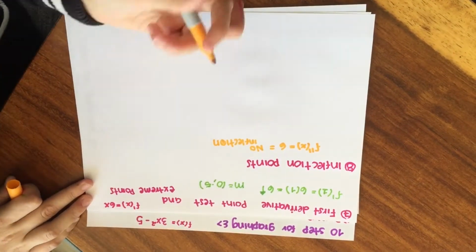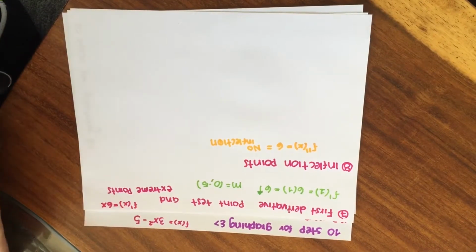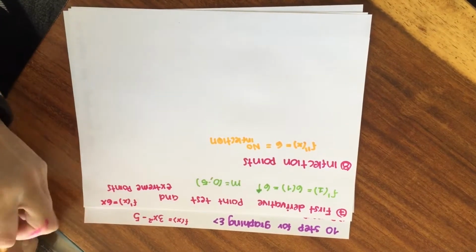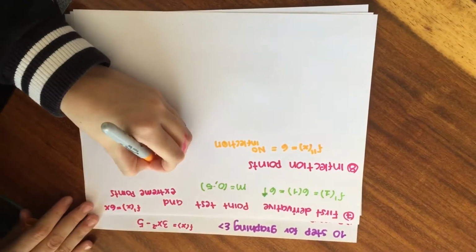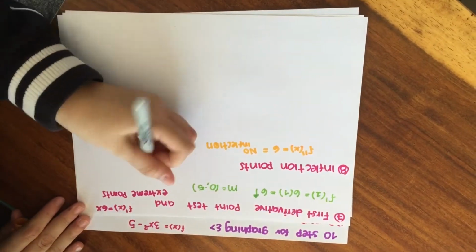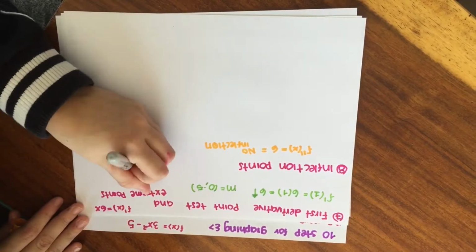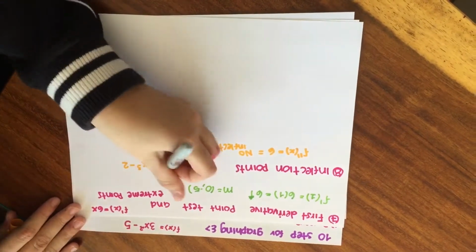But we are making an explanation, so I will explain a case where we can get something. We will put x to the cube minus 2, okay? This is our function.